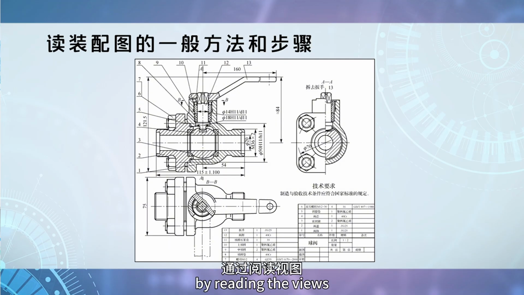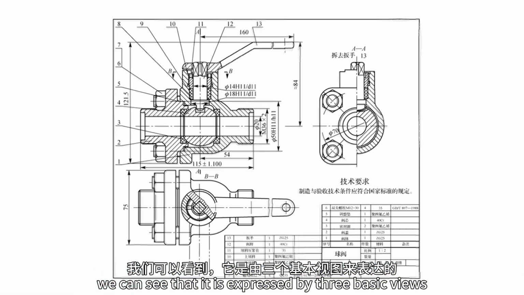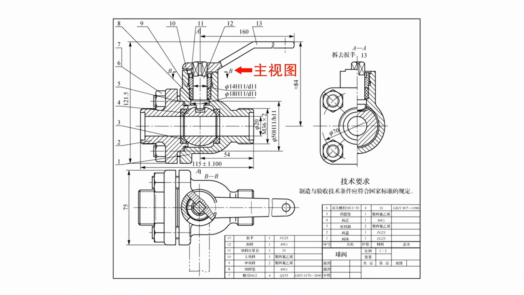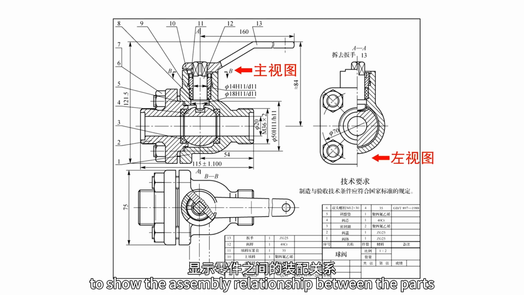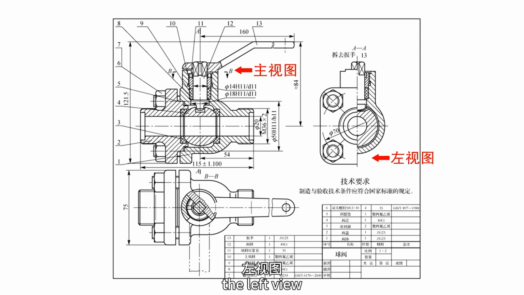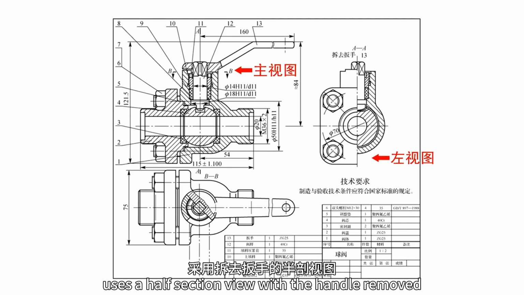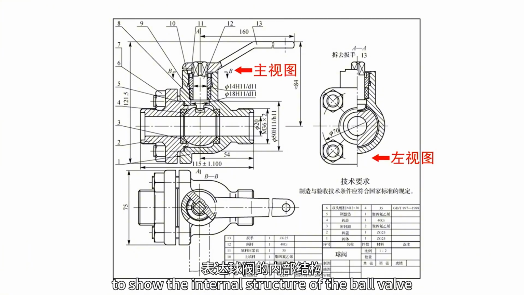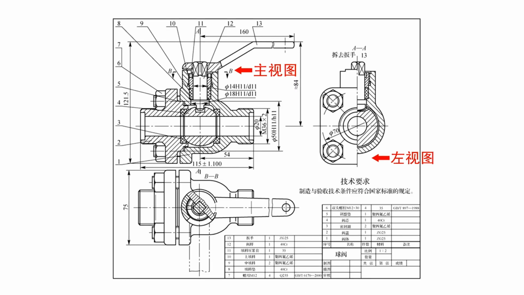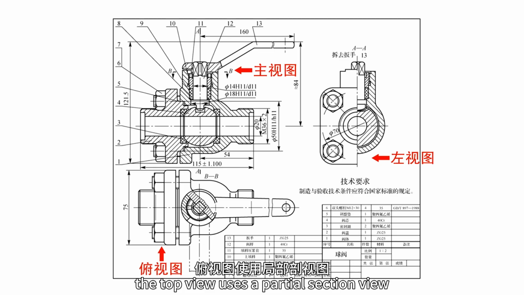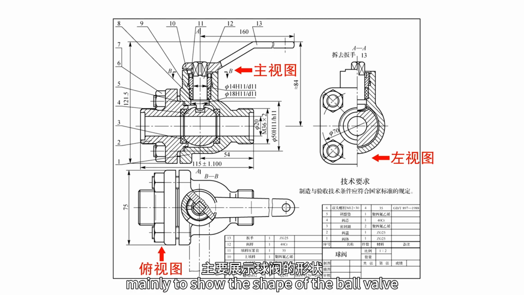By reading the views, we can see that it is expressed by 3 basic views. The front view uses a full section view to show the assembly relationship between the parts. The left view uses a half-section view with the handle removed to show the internal structure of the ball valve and the shape of the square flange on the valve cover. The top view uses a partial section view, mainly to show the shape of the ball valve.